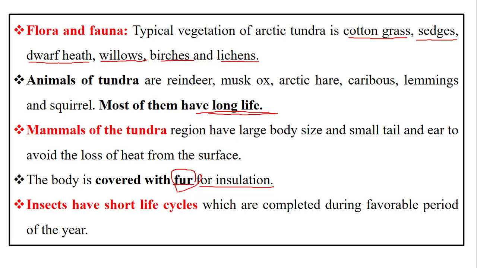Insects have short life cycles, right, which are completed during favorable periods of the year. Those insects which are found in the tundra regions have short life cycles.